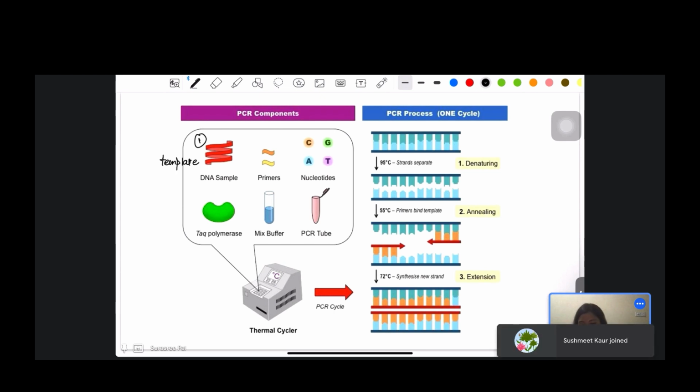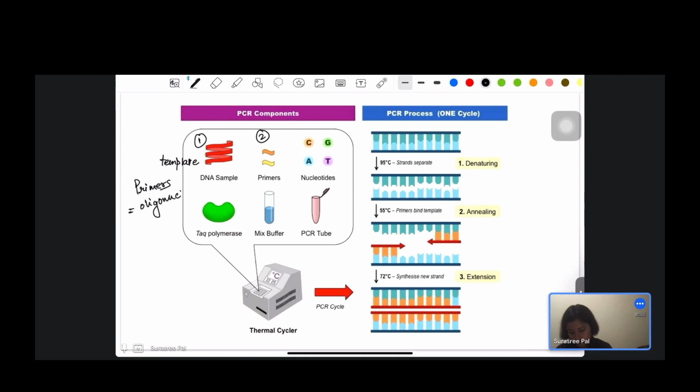Now the next one are the primers. These DNA primers are oligonucleotides. These are usually short oligonucleotides which are complementary to the template DNA. There are two types of primers which are used, the forward and the reverse primers. We will look at them in more detail in a later slide.